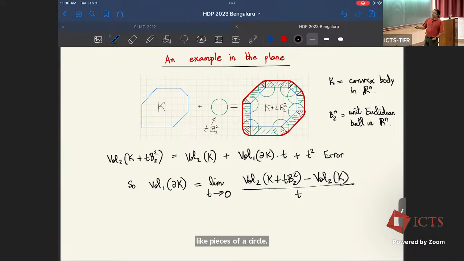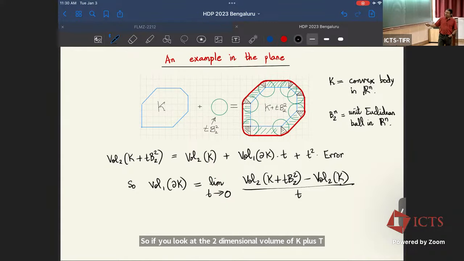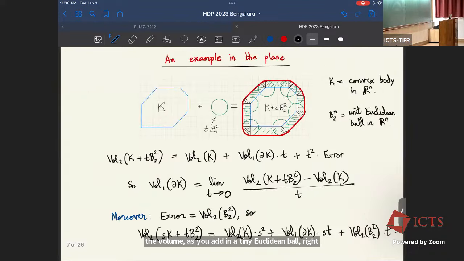So what this tells us is that the perimeter of K is actually this derivative of the volume. If you look at the two-dimensional volume of K plus t times the Euclidean ball, subtract off the volume of K and divide by t, this is just the derivative of the volume as you add in a tiny Euclidean ball. That is exactly the perimeter. More generally, this is a way to define surface area. The surface area of the boundary of some convex compact set can be defined as such a limit, where you take the n-dimensional volume, add a tiny ball, and take this derivative.